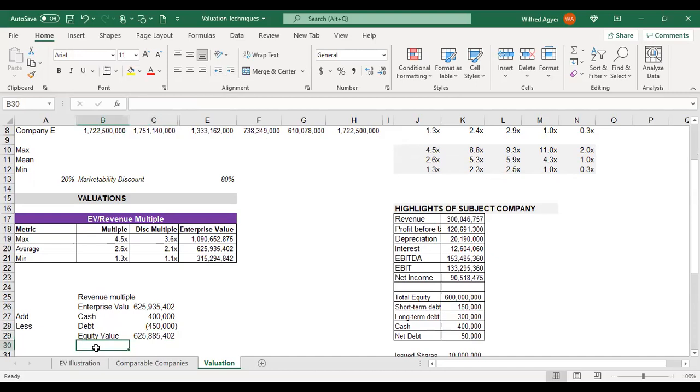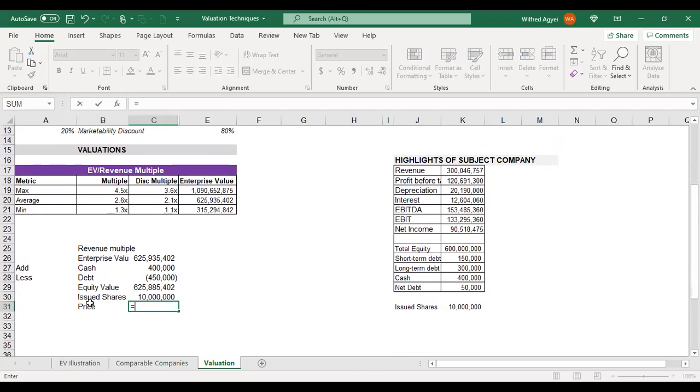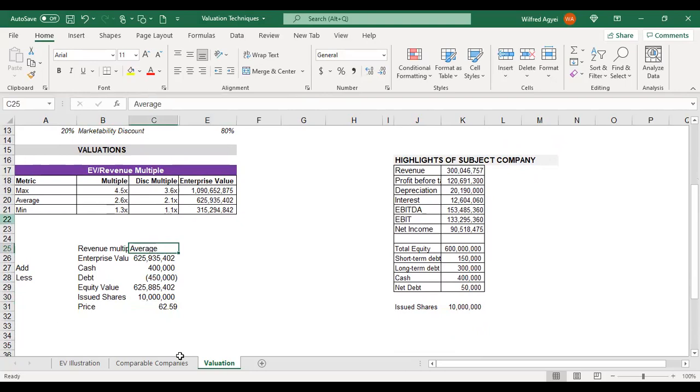How do we determine the share price? We move to the next item, which is the issued shares, and when we divide by it, we get a share price of 62 cedis, 58. So this is based on the average metric. You can actually run through the same for the minimum and the maximum.